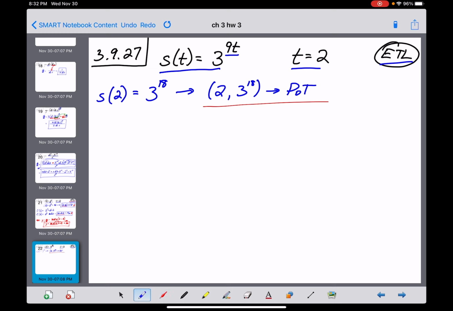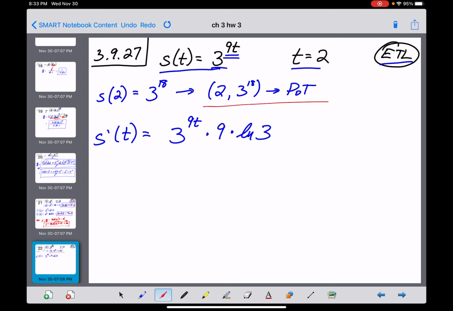Now, on to the fun part. We got to find our derivative to eventually get the slope of our tangent. So s prime of t, here we go. We've got a number raised to a power. So that derivative is going to be the same base, 3, to the same power, 9t, multiplied by the derivative of that exponent, which is 9, and then multiplied by the natural log of the base of that exponent, which is 3.